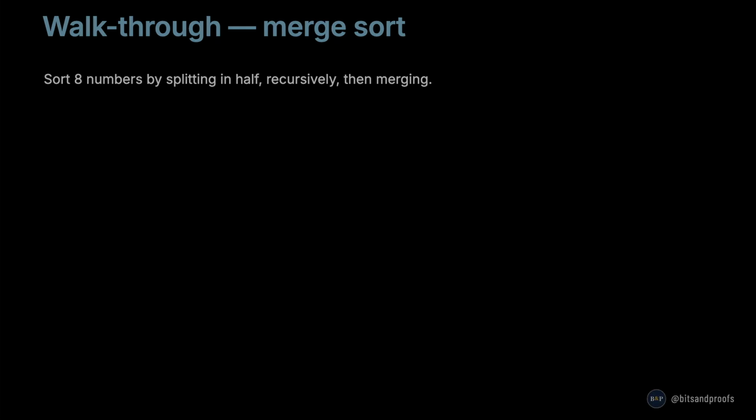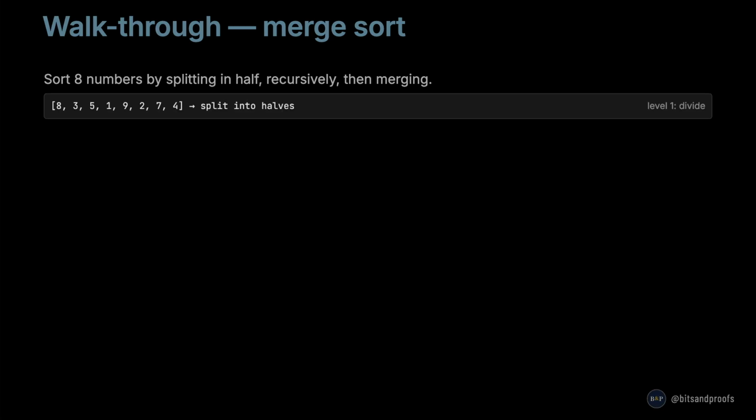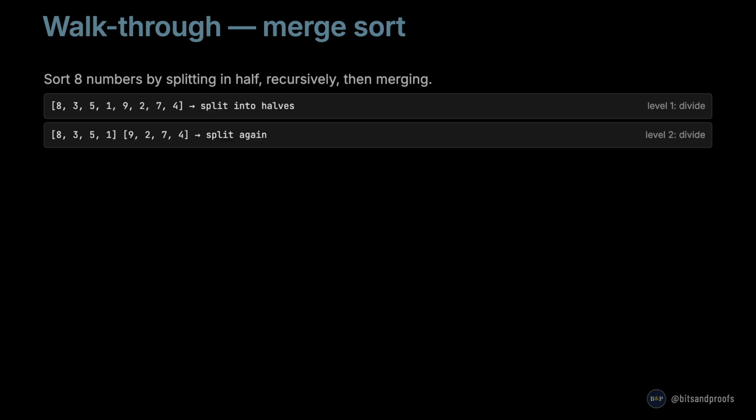Let's walk through where n log n comes from. Merge sort 8 numbers by splitting in half recursively, then merging the sorted halves back together. The algorithm has 2 phases, divide and merge. Start with 8 numbers. The divide phase splits them into 2 halves of 4. That's level 1 of the recursion. Split each half again. Now we have 4 pairs of 2. That's level 2 of the recursion. We keep splitting until each group has just 1 item. Total levels of splitting equals log base 2 of n.